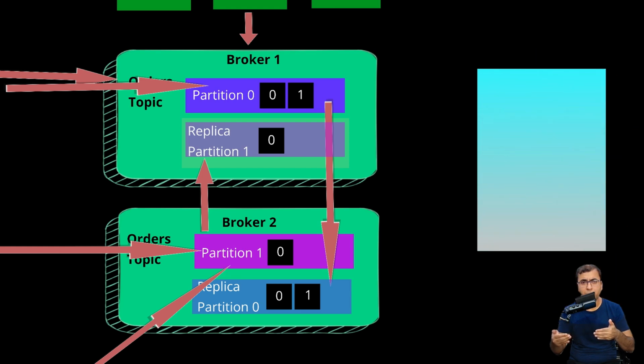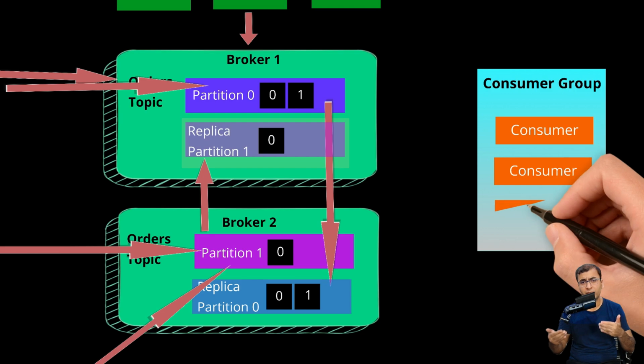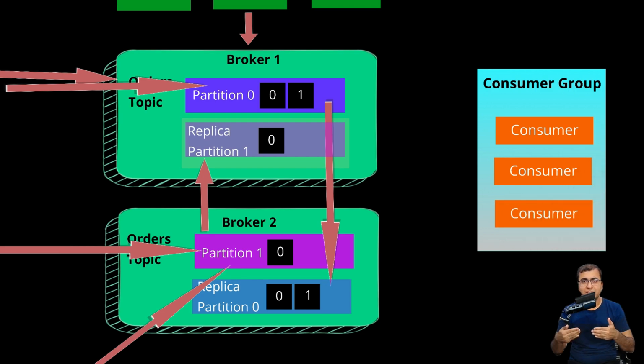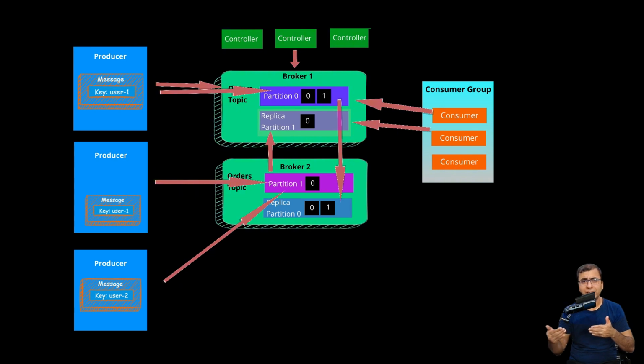Consumers work as a part of consumer group, which is one or more consumers working together to read data from a topic. This enables parallel processing and fault tolerance. Each partition is assigned to a single consumer within a consumer group. When a consumer reads a message, it commits an offset to the partition, so the next message it reads will be the one after the last one it processed.